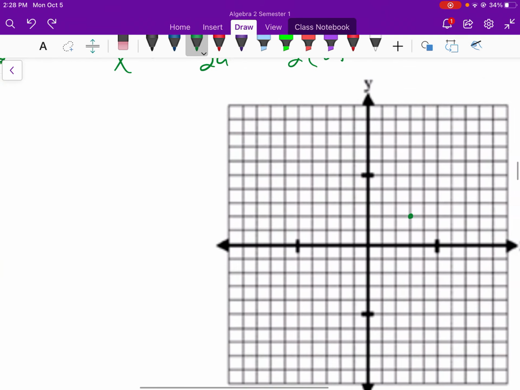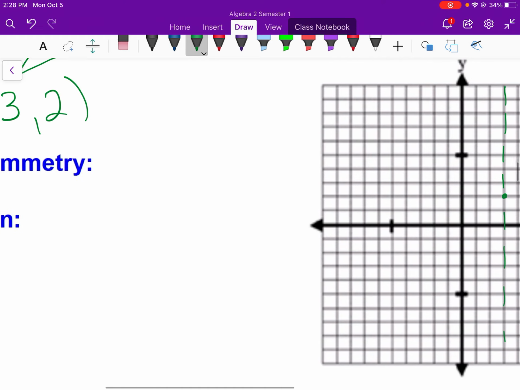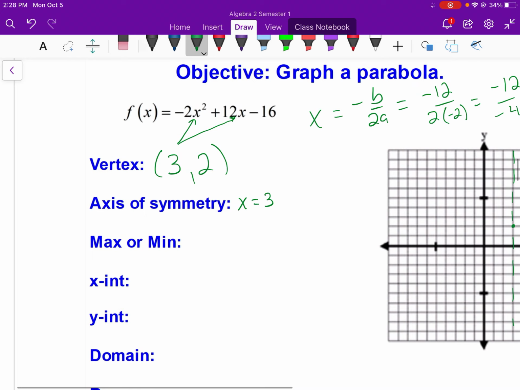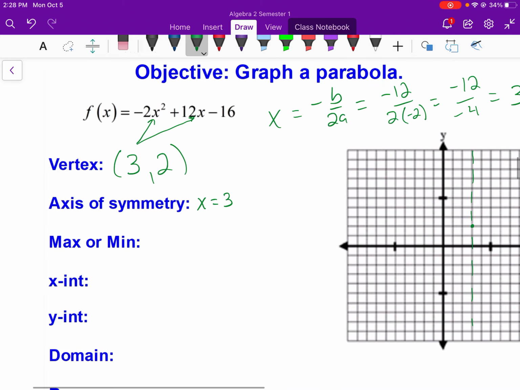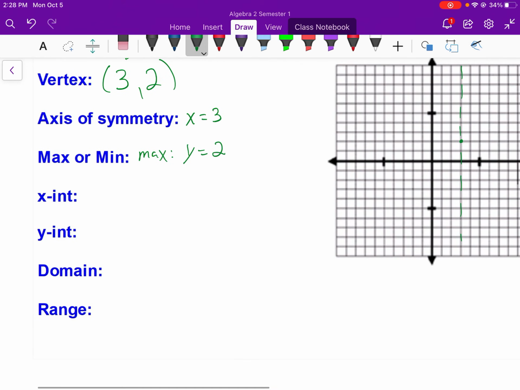Okay, so now that we have the vertex, we can figure out the axis of symmetry. That's that vertical line that goes through the vertex, and again, is x equals 3. It's always going to be x equals that x coordinate. Again, we have a negative a value, so it's going to open down. So in this case, we will have a maximum. And our maximum is y is equal to that y coordinate, which is 2. Okay, so x-intercept, y-intercept, we'll worry about that after we plot our points.